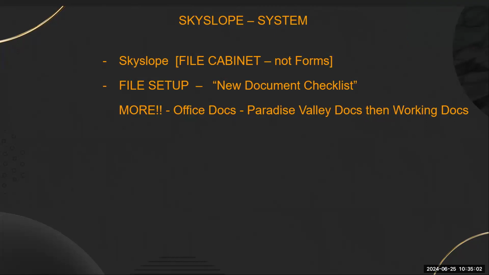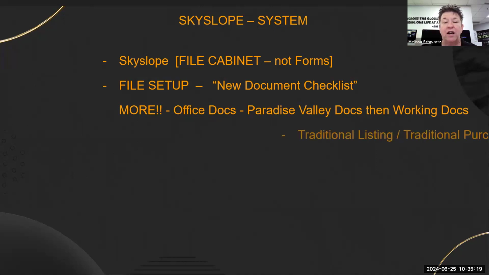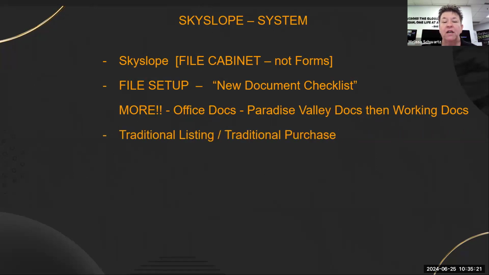That threw me off. So if you're trying to find the working documents, you have to go under the word more. It's over to the side, is more. Then you go to Office Docs, Paradise Valley Docs, then Working Docs. Actually, I think it's Paradise Valley folder, and then Working Docs. That's how you find the new document checklist.